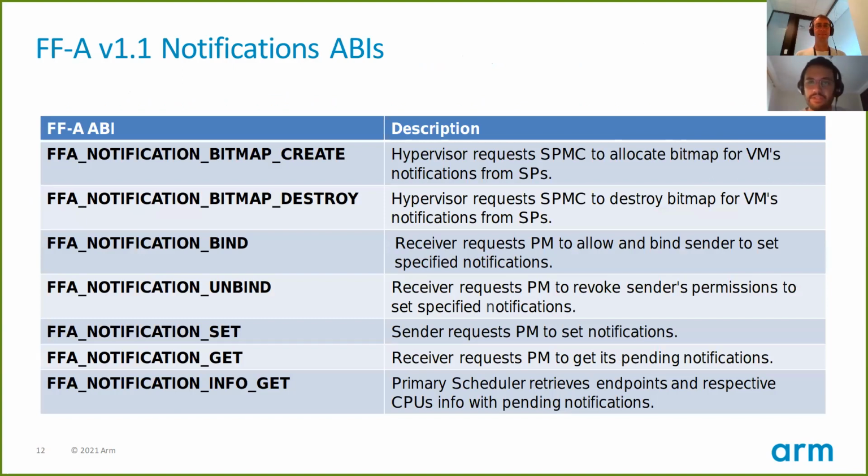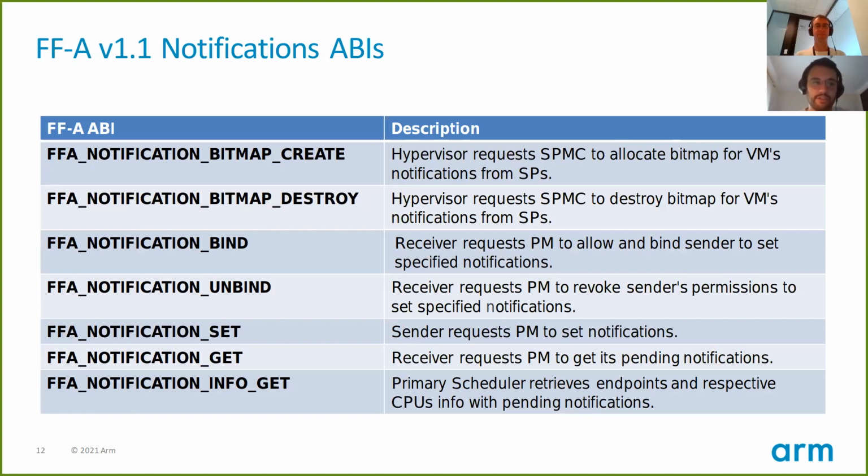These are the interfaces that we'll be using through the examples in the subsequent slides. So FFA notification bitmap create and destroy are complementary interfaces. They are intended to be used by the hypervisor. The first is to be used by the hypervisor to allocate the notifications bitmap within the SPMC, and the other one is to deallocate it. Then we have FFA notification bind, which is intended to be used by the receiver to give permissions to the sender to use a set of specified notifications. FFA notification unbind is to revoke those same permissions.